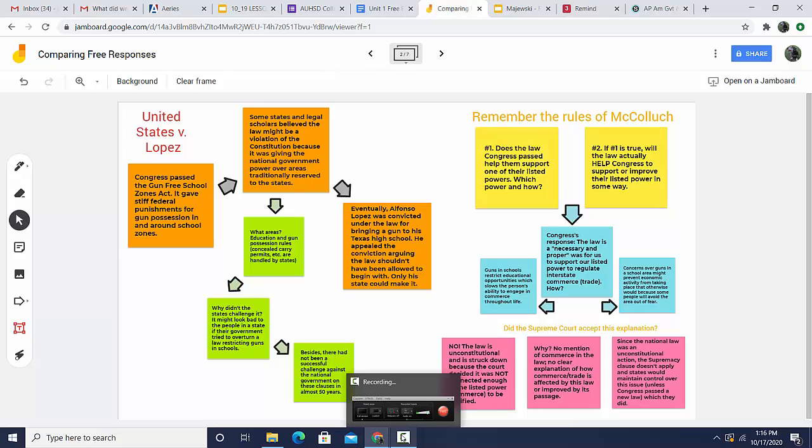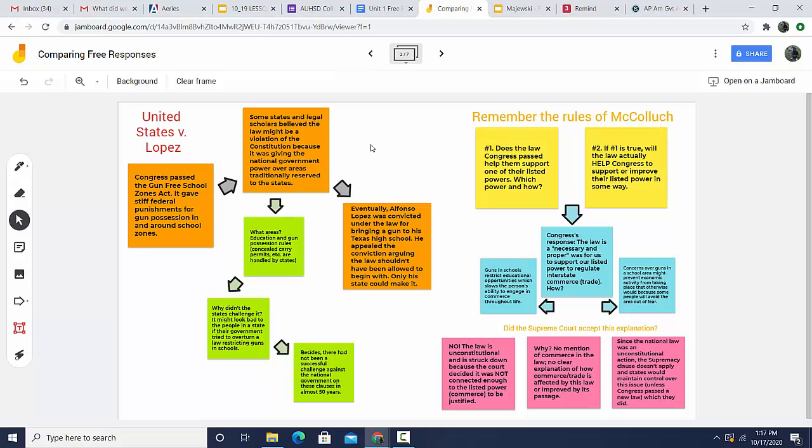All right? So in Lopez, Congress passed the Gun-Free School Zones Act, right? And that was a new federal law that gave stiff federal punishments for gun possession in and around school zones. And so if you were carrying a gun, right, you had one on you, you were subject to really, really harsh federal punishments, which means you would serve time in a federal prison.